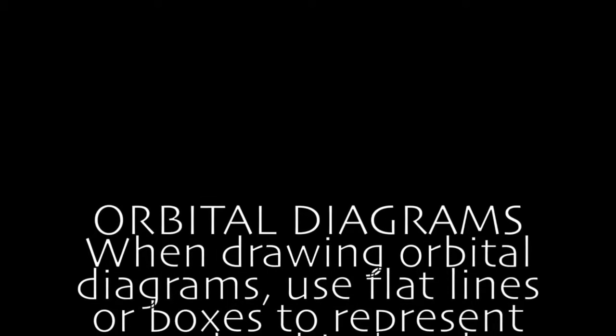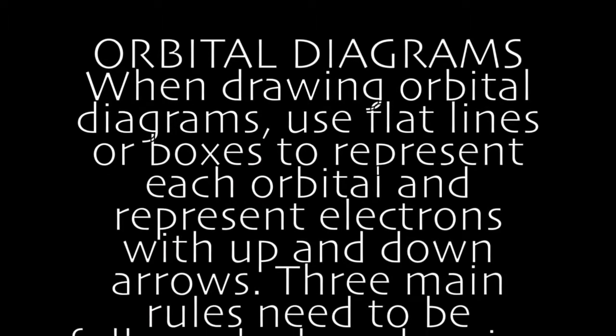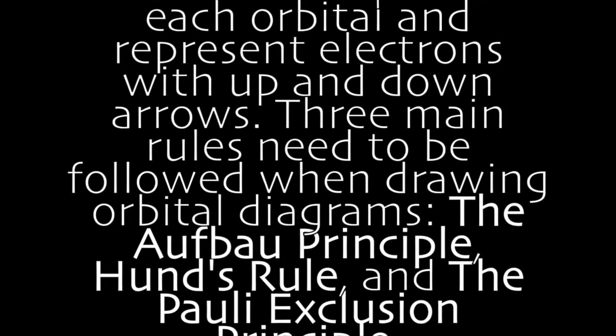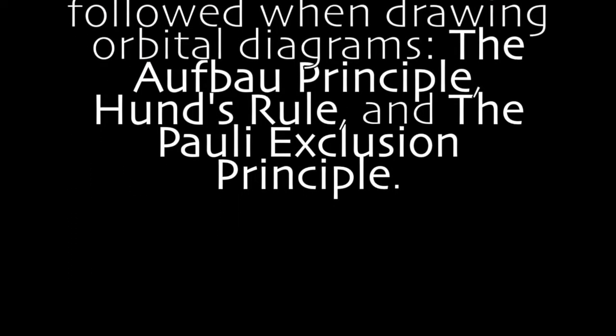Orbital diagrams. When drawing orbital diagrams, use flat lines or boxes to represent each orbital and represent electrons with up and down arrows. The Aufbau principle, Hund's rule, and Pauli exclusion principle need to be followed. The Aufbau principle.